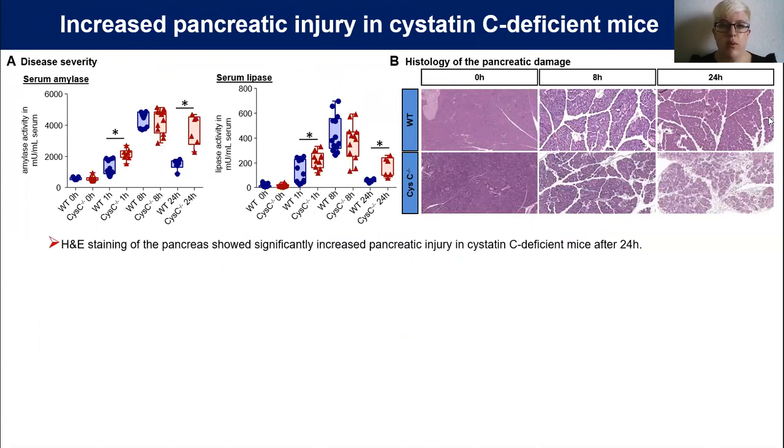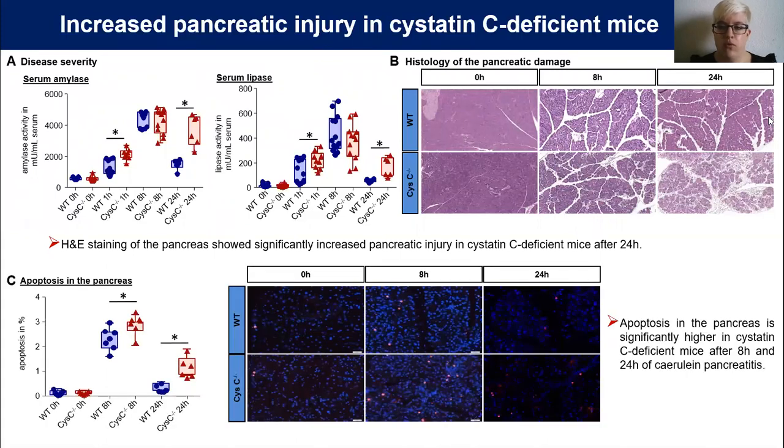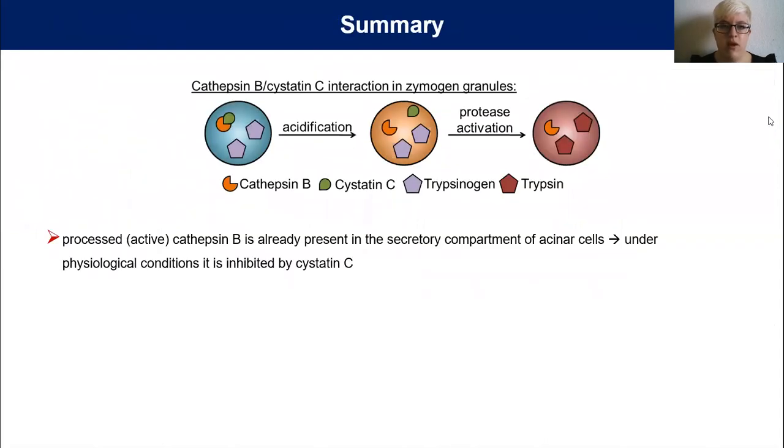well as with serum amylase and lipase activity that there is a significantly increased pancreatic injury in cystatin C deficient mice after 24 hours. Moreover, we also observed a significantly higher apoptosis in cystatin C deficient mice after 8 and 24 hours serine stimulation. To summarize this fast, processed cathepsin B is already present in the secretory compartment of acinar cells.